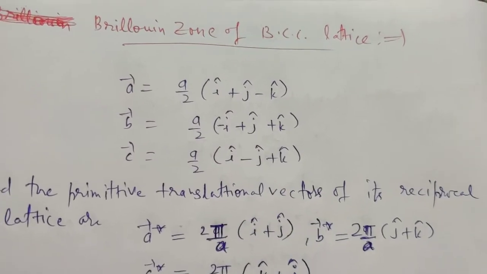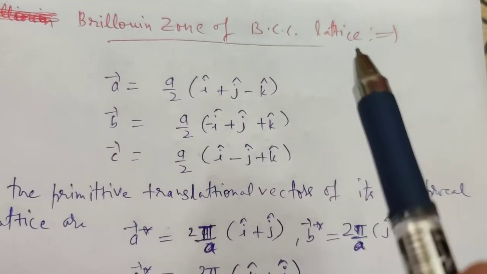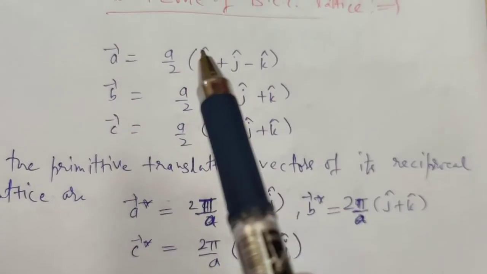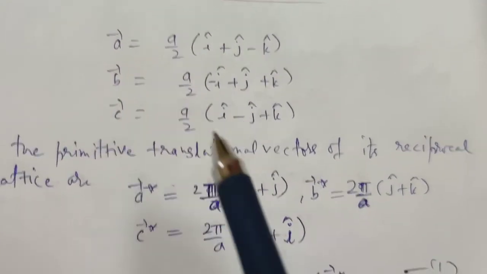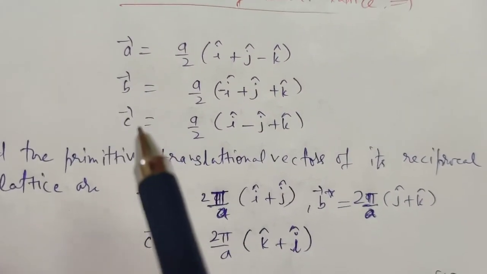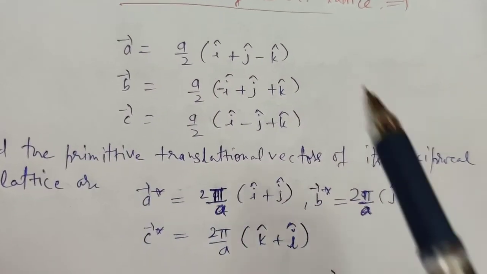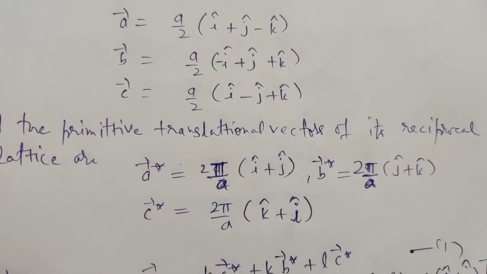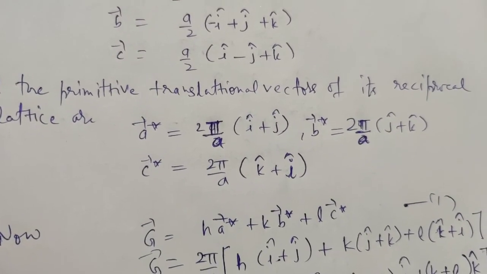Thus this similar process can be used for the Brillouin zone of the FCC lattice, in which the primitive lattice vectors will be A by 2 (I plus J), B by 2 (J plus K), and C will be A by 2 (K plus I), because they are reciprocal to each other in the reciprocal space. So by using the similar method, we can determine the Brillouin zone of the FCC lattice.